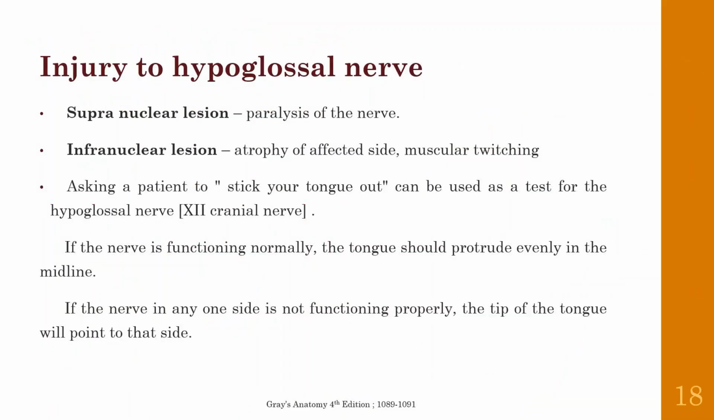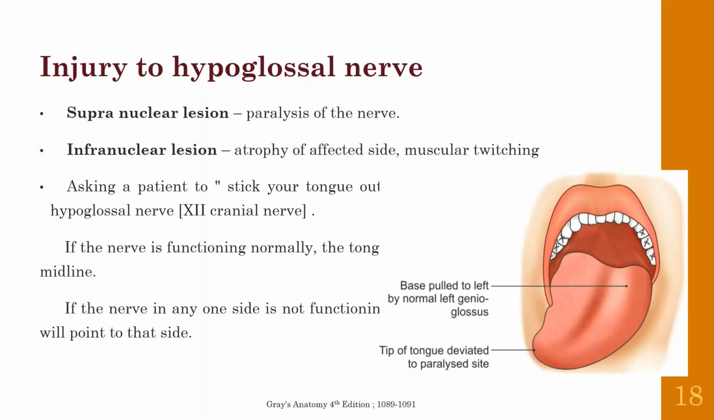Injury to the hypoglossal nerve. The supranuclear lesion causes paralysis of the nerve and the infranuclear lesion causes atrophy of the affected site or muscle twitching. Asking a patient to stick their tongue out can be used as a test for the hypoglossal nerve. If the nerve is functioning normally, the tongue should protrude evenly in the midline. If the nerve on any one side is not functioning properly, the tip of the tongue will point to that side.